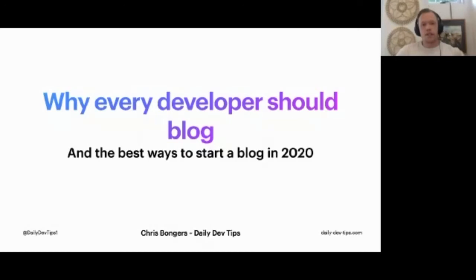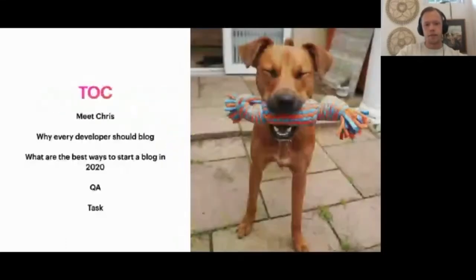So my presentation today is about why every developer should blog and the best ways to start a blog in 2020. With that, I'm going to guide you through a couple of things. First, we'll do a short introduction about myself, because I think that's important to give you a bit of background story about blogging. Then, obviously, why every developer should blog. What are the best ways to start a blog in 2020? We have time for some Q&A, and there is a task, as Bruno mentioned, which you'll have to complete to pass this bootcamp. Very exciting.